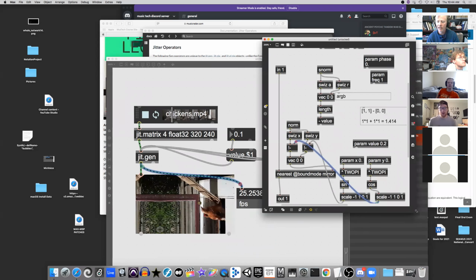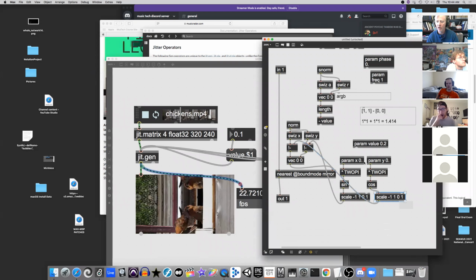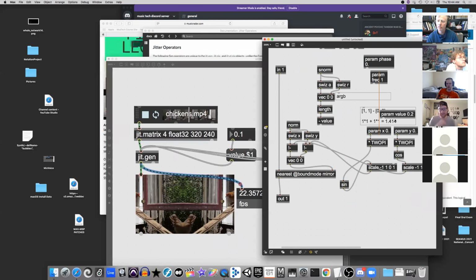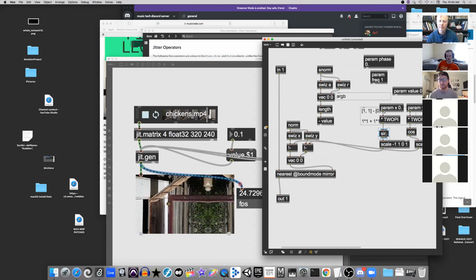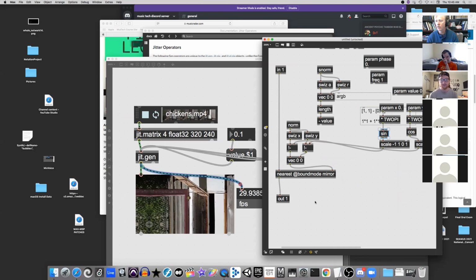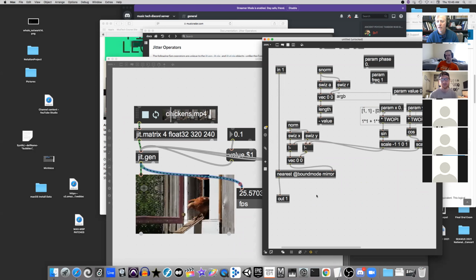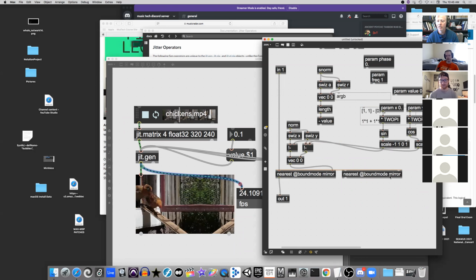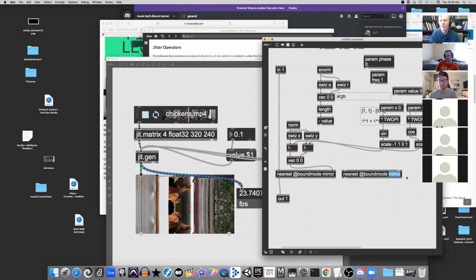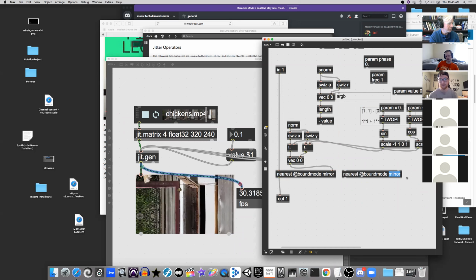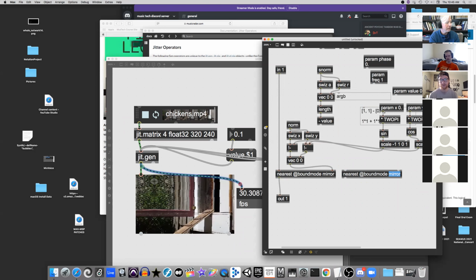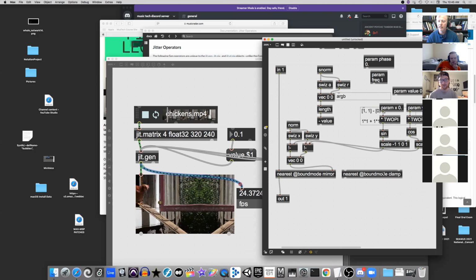Let's say that I want different bound modes. I'd like to know, why does the frame rate change? Because the computer is having a hard time. I'm going to have multiple bound modes now. And you cannot change these bound modes dynamically. So if you want to change them, you're going to have to select between a few of them. The other bound modes are like clamp and wrap.